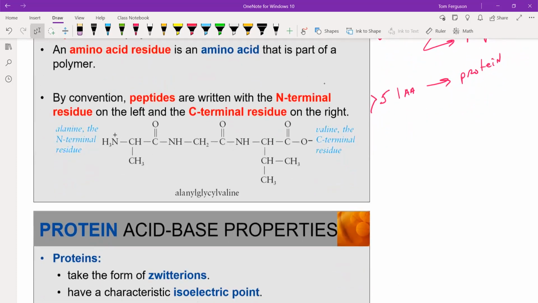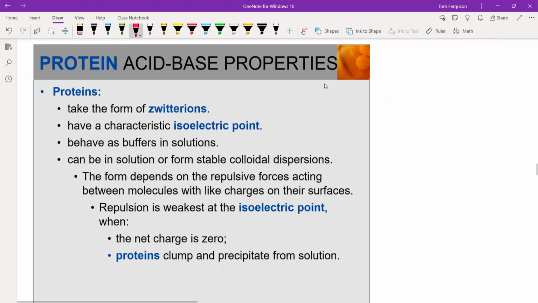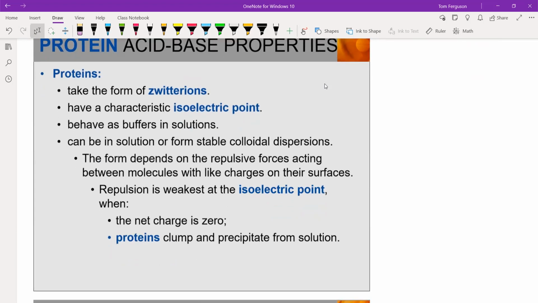Now there's a convention that everyone adheres to when we put the ammonium ion on the left and the carboxylic residue on the right. It's just the way it's been done. So that includes writing an individual amino acid or a polypeptide or a protein. N's go on the left, O's go on the right.